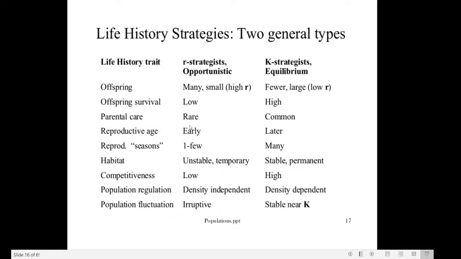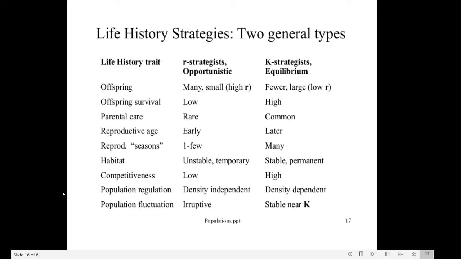They depend on the opportunistic nature, and in the K strategy, this is a common parental care. The reproductive age is earlier in the R strategies. In the K strategy, it is a later condition. Thus, in the reproductive periods, R strategy is one to few alone, but in the K strategy the seasons are many. Habitats are unstable and temporary for the R strategy. In the K strategy, it's a stable and permanent one.